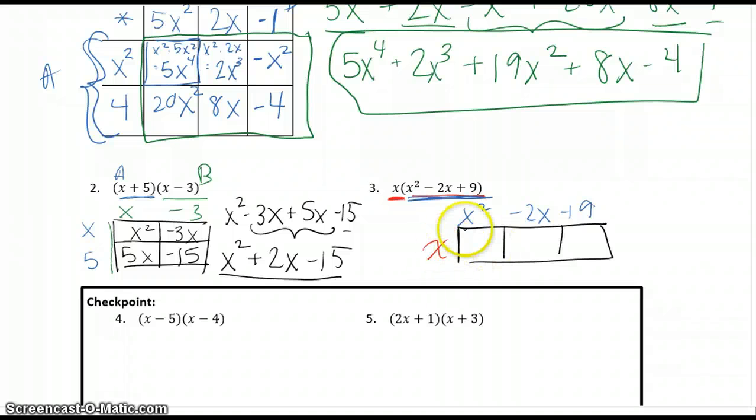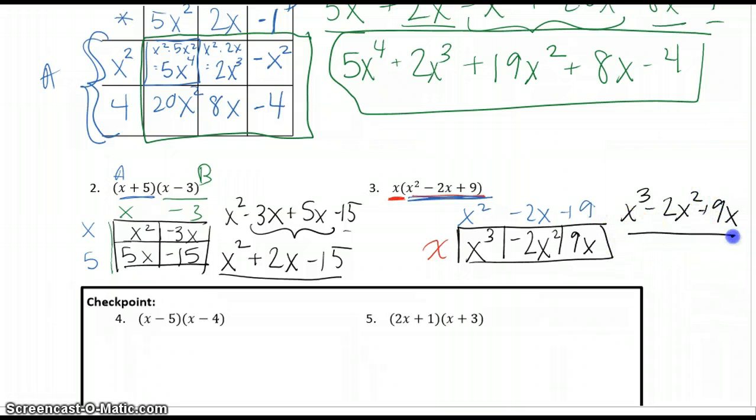In the first box, we have x times x squared gives us x to the third power. In the second, we have x times negative 2x. So we have negative 2, x times x gives us x squared. And in the last box, I'm sorry, we have 9 times x, or 9x. Adding these together, we have x to the third minus 2x squared plus 9x. We have no like terms, so this is our final answer.